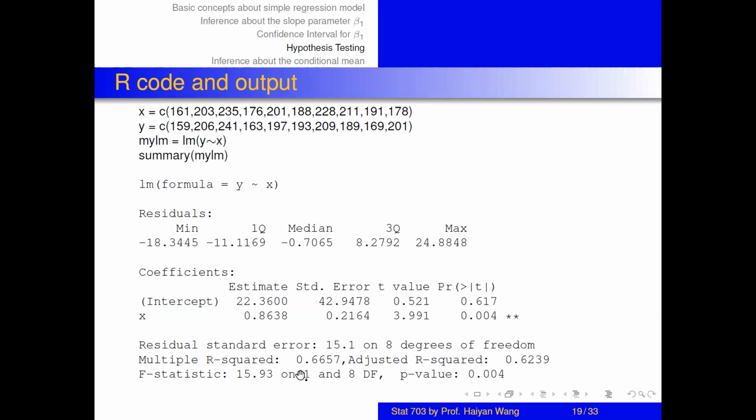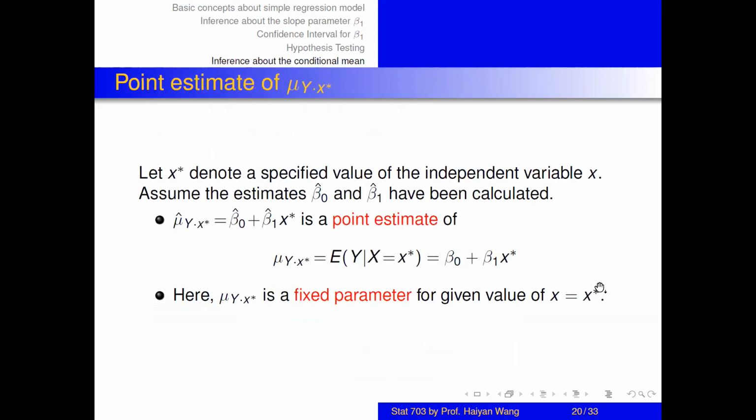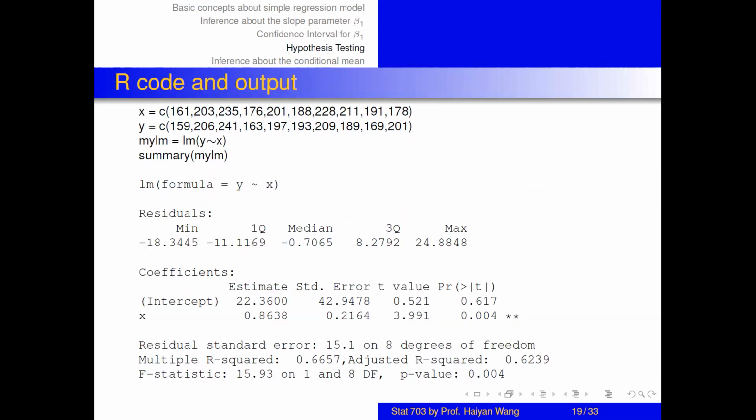The last one gives a statistic, the F statistic. This one is simply the square of the t statistic. And this is 3.991 squared, the F statistic. And for that one, the p-value produced should be the same as the p-value for this beta 1 hat test. Okay, so that's about this hypothesis testing part.